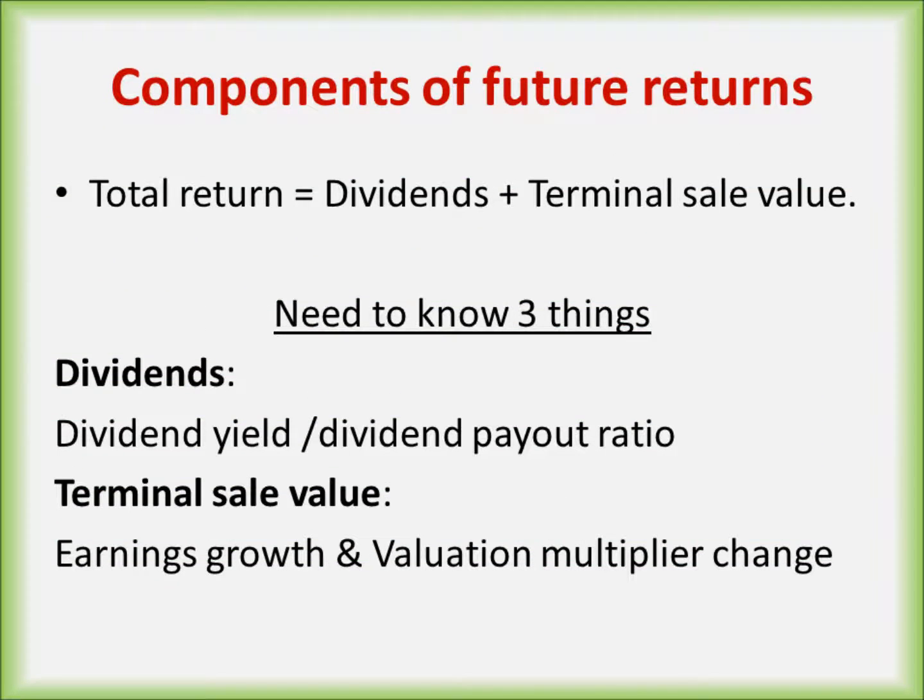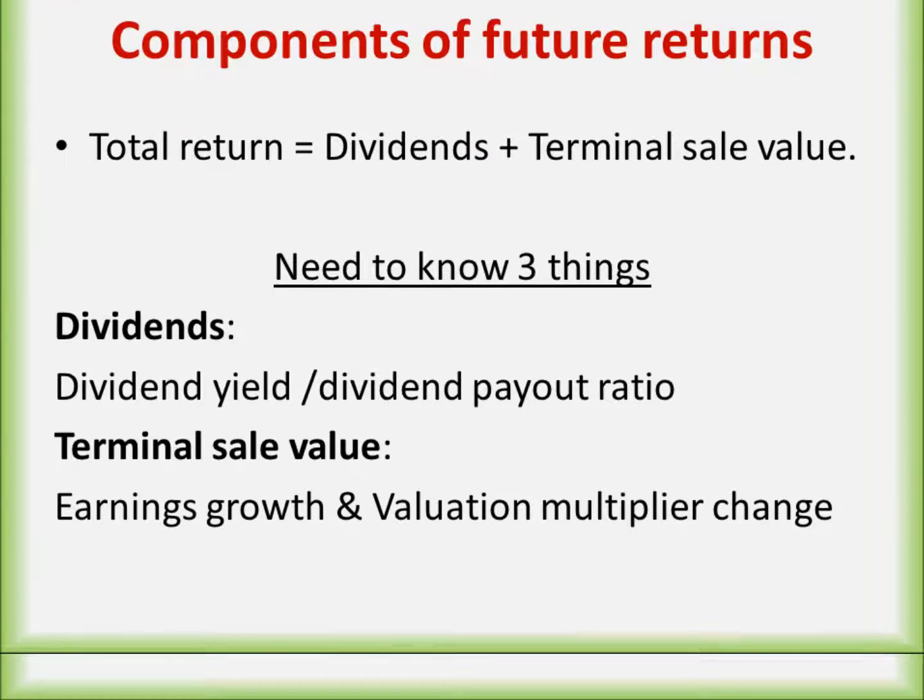There are two components of future returns when you invest in an S&P 500 index fund. One is dividends and two is the proceeds when you sell the fund. Dividends are a function of either the dividend yield or the dividend payout ratio. The terminal sale price is a function of 1, the earnings, which is a function of earnings growth, and 2, the PE ratio at that time, which is a function of the valuation multiplier or PE change. So dividend payout ratio, earnings growth, and PE change are the three things we need to estimate.